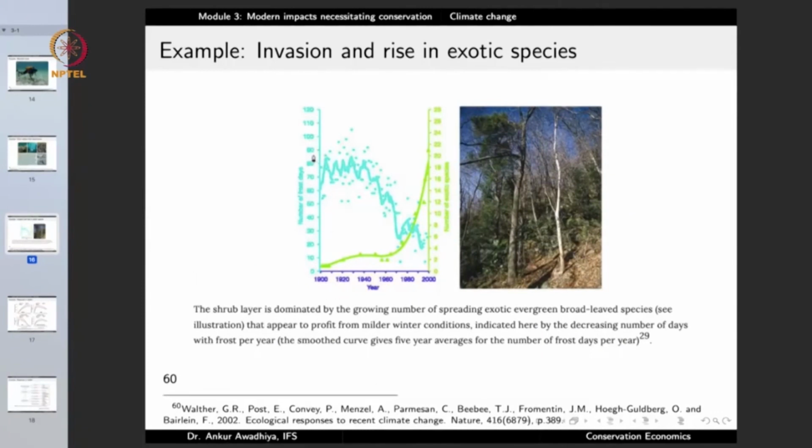So, in this curve, you can see that over the years, the number of frost days has gone down, which means that the temperatures are rising up. At the same time, the number of exotic species is going up. So, there could be a correlation between both of these.